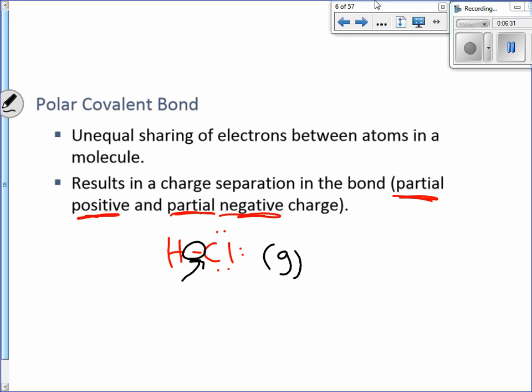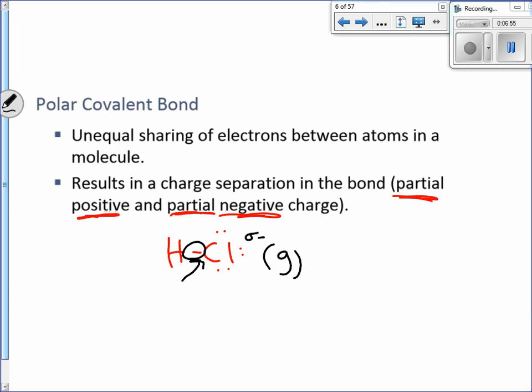But the chlorine is pulling a little bit harder on the electrons, kind of like a bit of a bully here, wanting the electrons to spend more time around the chlorine than around the hydrogen. So the electron density will show that they are more on that side of the molecule. So then this side of the molecule becomes partially negative.